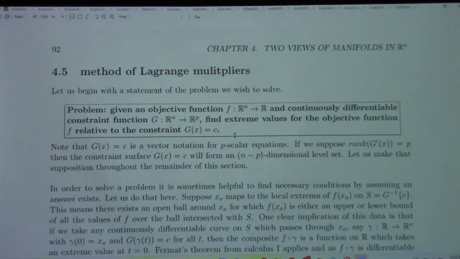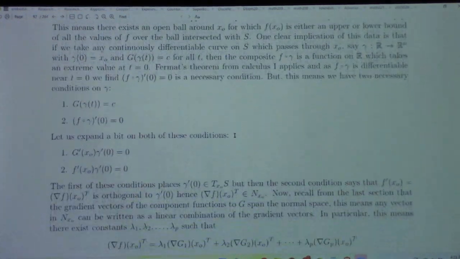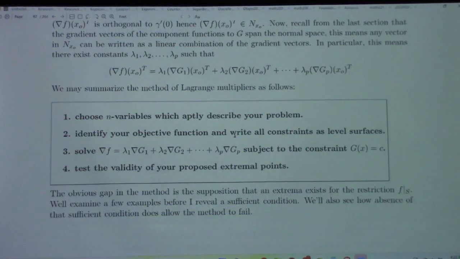All right, so I just tried to derive this stuff for you. Here's the basic method: you choose n variables which describe your problem, you identify the objective function, and write all the constraints as level surfaces. Then you solve for the gradient of f equal to a linear combination of the gradient vectors to the constraint surfaces. And then test the validity.